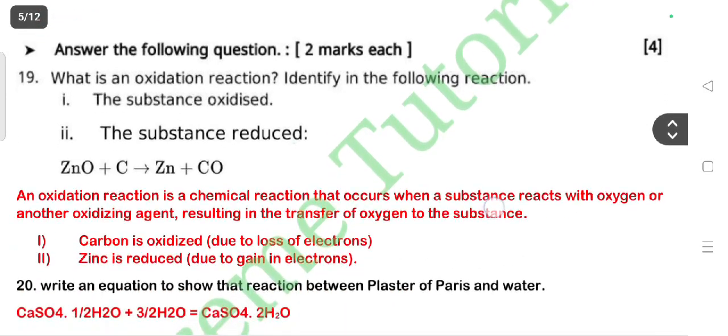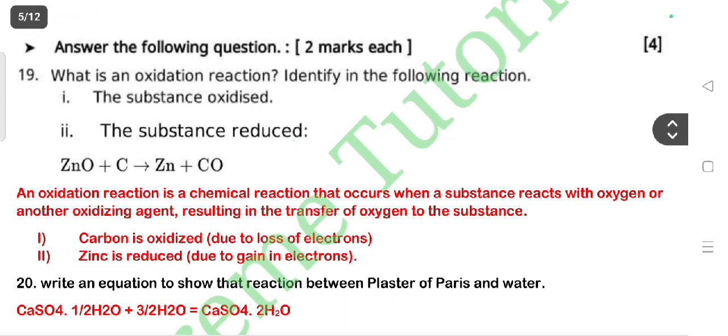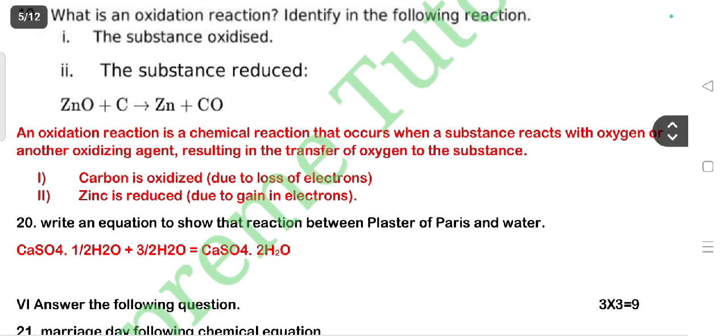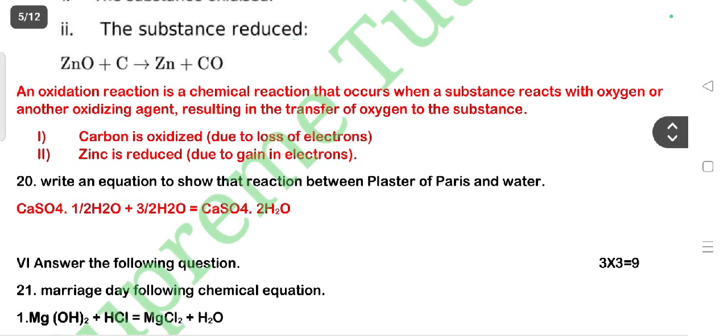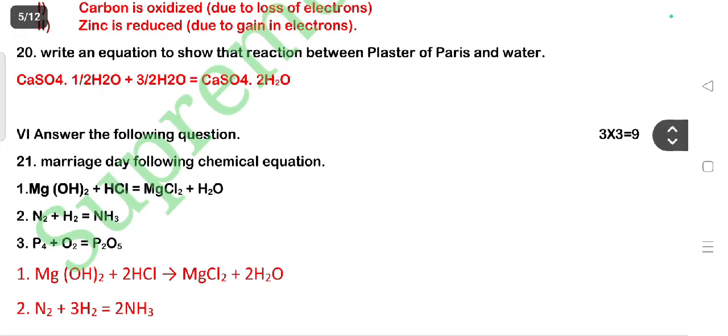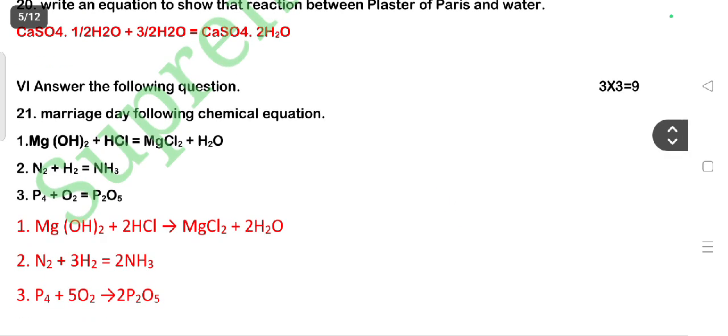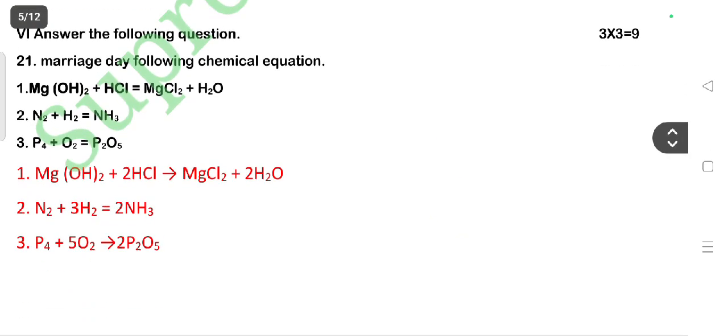Next one, 2 mark. Answer the following question. Two questions will be there, each carries 2 marks. What is an oxidizing reaction? Identify the following reactions, the substances oxidized and the substances reduced. So the carbon is oxidized and zinc is reduced. The one in red is the answer, and the one in black is the question. Write an equation to show the reaction between plaster of Paris and water. So this is the reaction you have to write. Next main, 3 marks question.